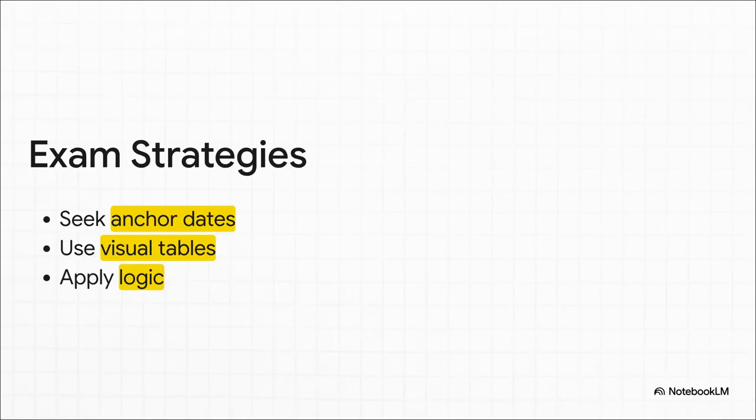So, the big takeaways here, if you seek out those anchor dates, if you rely on visual tables to declutter the mess, and if you apply basic logic for the process of elimination, you can confidently navigate even the most intimidating papers out there. This is your core strategy. When you face that giant wall of text, do not read it like a novel. Read it like a data set. Extract the dates, isolate the authors, map all the relationships.